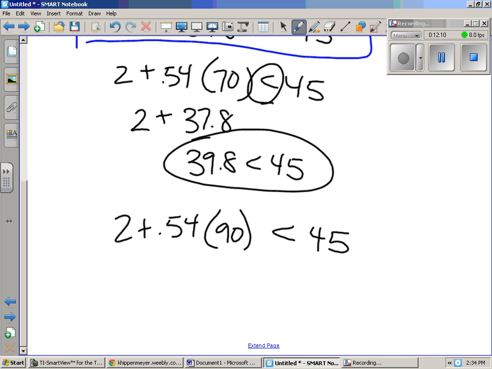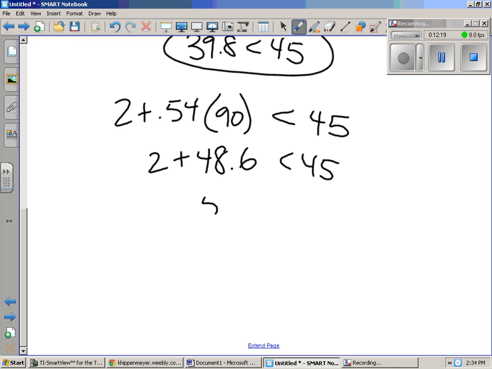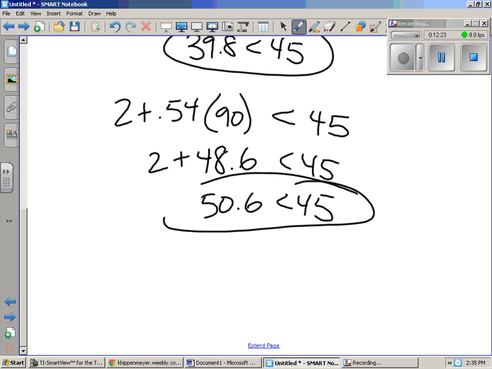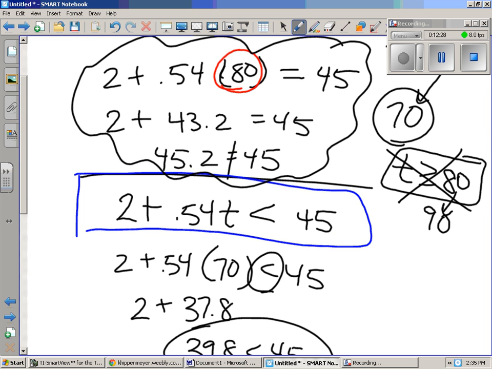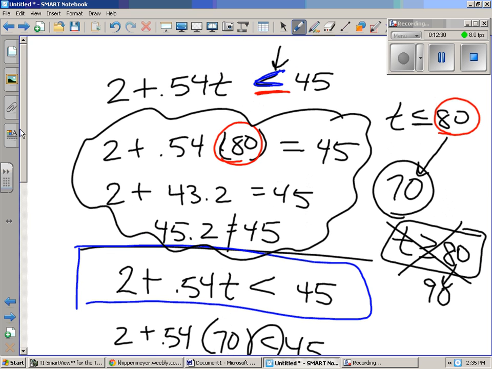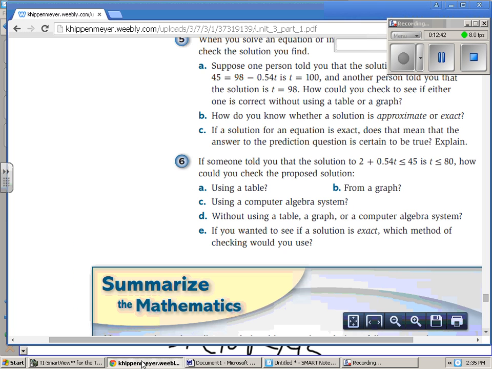And that should be, again, less than 45. So 90 times 0.54, I get 48.6. So 50.6, well, that's not less than 45. So that would determine that this is not correct. The 80 was a pretty good approximate solution, but the inequality should be facing the way that they gave it to us. So that's how you check an inequality. And let's look back. I think that's everything for number 6.